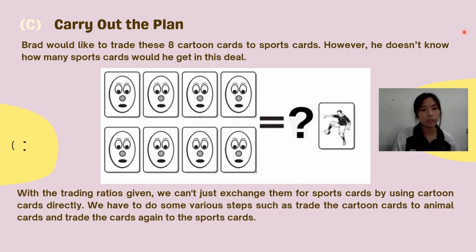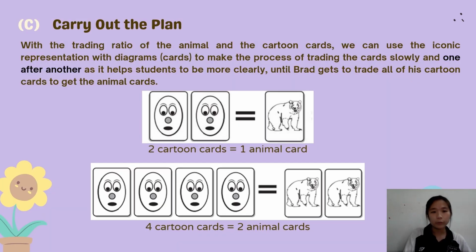With these trading ratios given, we cannot just exchange cartoon cards directly for sports cards. We have to do some steps, such as trading the cartoon cards for animal cards and trading again for the sports cards. With the trading ratio of the animal and the cartoon cards, we can use the iconic representation with diagrams, which are cards, to make the process of trading the cards slowly and one after another, as it helps students to be clearer until Brett trades all of his cartoon cards to get the animal cards. Let's look at the diagram below.